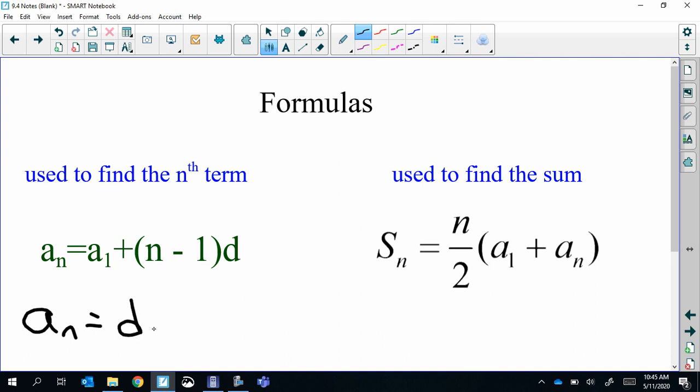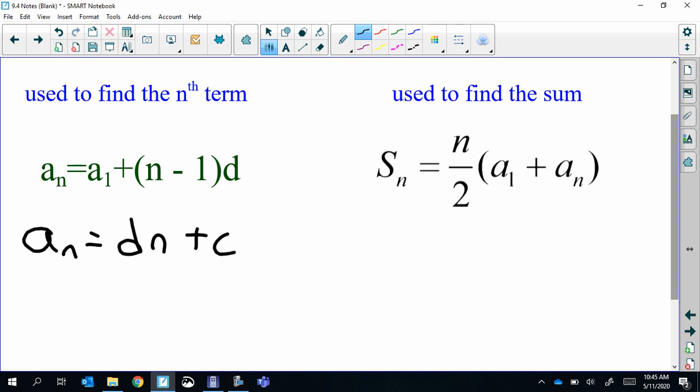But a different way to do it is dn plus c, where c would just be the zero term. Sometimes we would actually call it a sub 0, just the 0 term in the list, meaning the term before the first term. And then there's also a formula for the sum right here, and we will look at this a little bit once we get into sums. You take the first term and the last term, add them together, and then multiply by how many terms there are divided by 2. Half the number of terms.